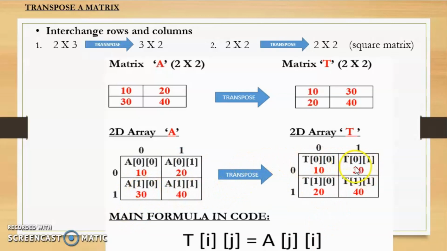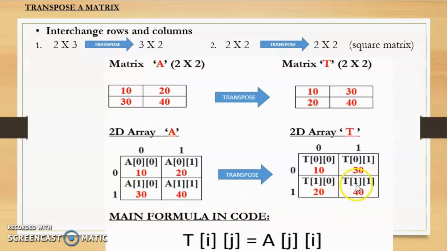Similarly, the element at position A of 1, 0, that is 30, will be stored at position T of 0, 1 after transposing. So if you look at both these positions, this is A of 1, 0 and this is T of 0, 1, the indexes are just reversed. Similarly for this one, the element at position A of 1, 1, that is 40, will be stored at position T of 1, 1 after transposing.